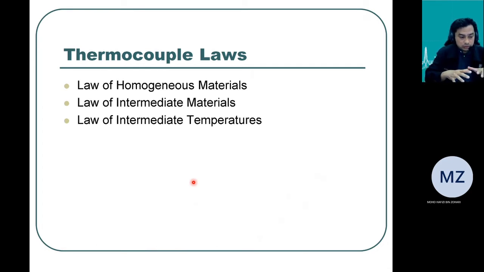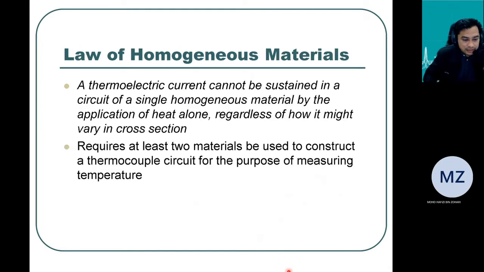In order for us to combine all these effects and form the thermocouple, we need to use three laws, to make sure that we can have a good thermocouple. These laws make the thermocouple available for measuring. Now, the law of homogeneous materials is related to the Seebeck effect or Peltier effect. You must have at least two materials for the construction of the thermocouple.